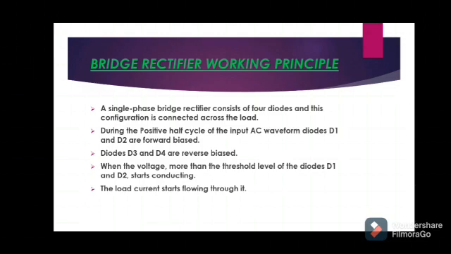Bridge rectifier working principle. A single phase bridge rectifier consists of 4 diodes and this configuration is connected across the load. During the positive half cycle of the input AC waveform, diodes D1 and D2 are forward biased. Diodes D3 and D4 are reverse biased. When the voltage is more than the threshold level of the diode, D1 and D2 start conducting, and the load current starts flowing through them.